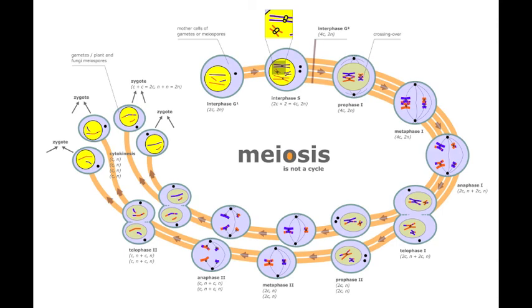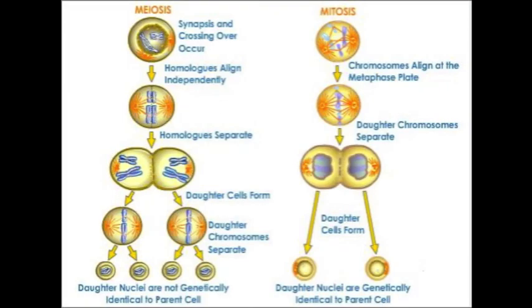In prophase 1 of meiosis, the sex cell has 46 chromosomes, one chromosome from the father and one chromosome from the mother. After telophase 2 and cytokinesis, each cell has 23 chromosomes. At the end of meiosis, the chromosome number is reduced by half.